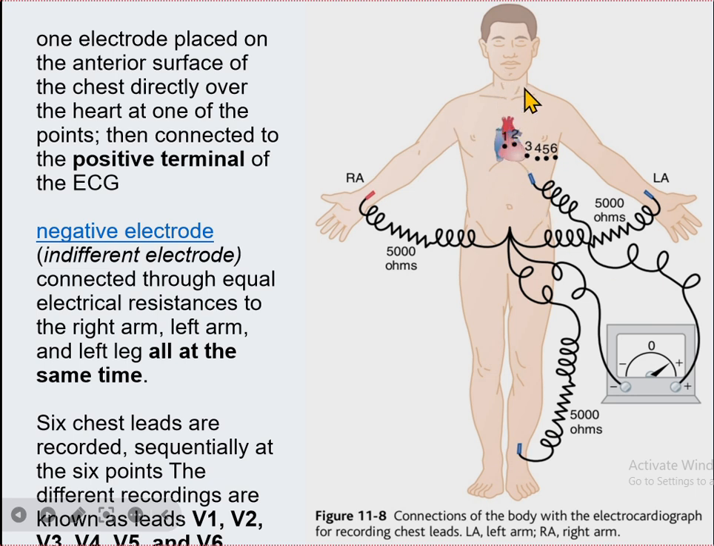Then after putting the positive at the position of V1, the negative will be a summation. You're going to combine the resistances in the right arm, left arm, and left leg. Then you combine them, you put it at the negative terminal. So in brief, it is as if we look at it from the negative terminal. Actually, it is as if it has been placed in the center of the heart.